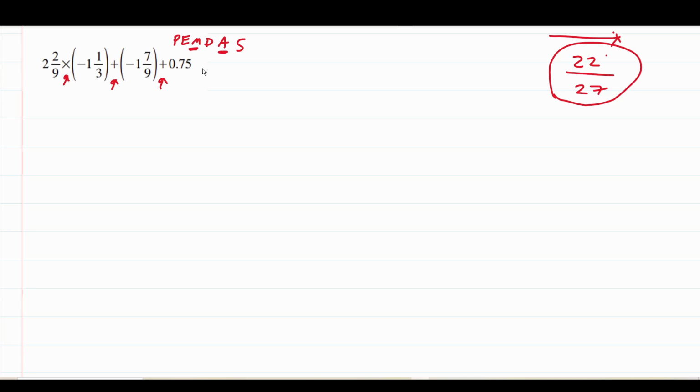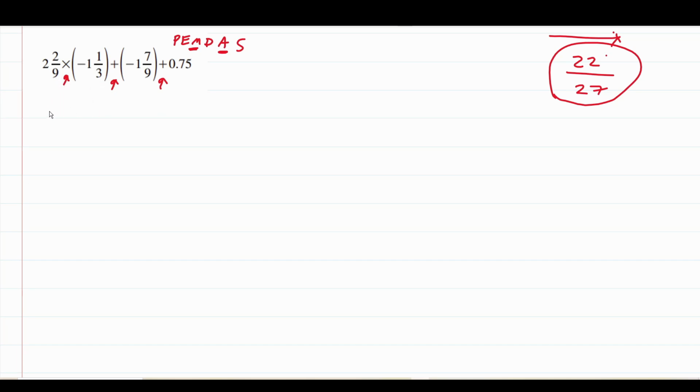So that said, there are some tricky parts to this problem. First, you should see that we're dealing with mixed numbers as well as decimals in this case. So we're going to have to rewrite these mixed numbers as improper fractions. And likewise, we're going to have to write this decimal as a fraction as well. So let's get started doing that.